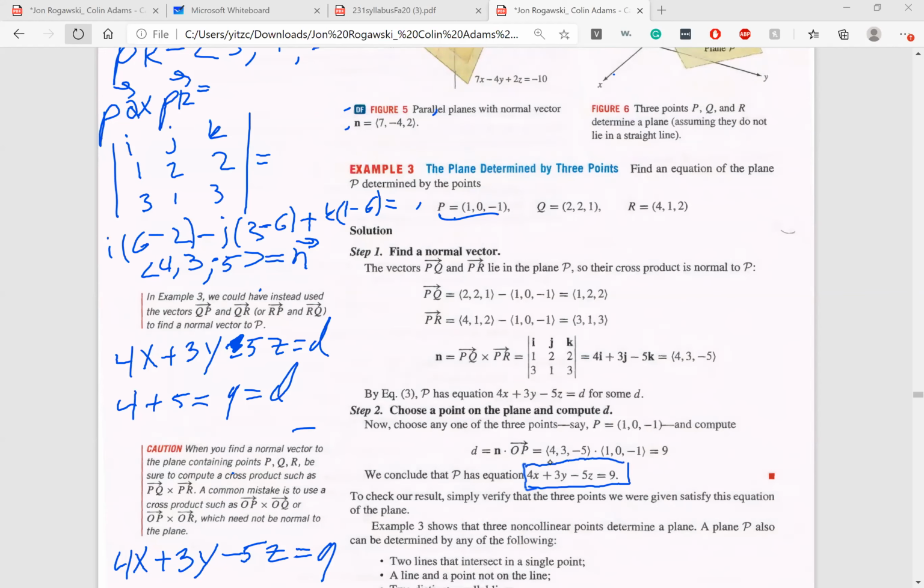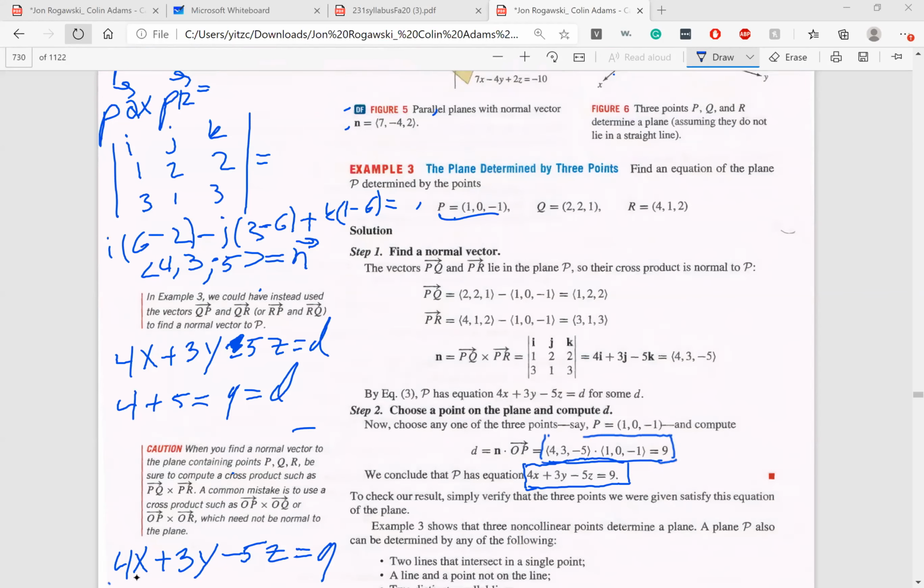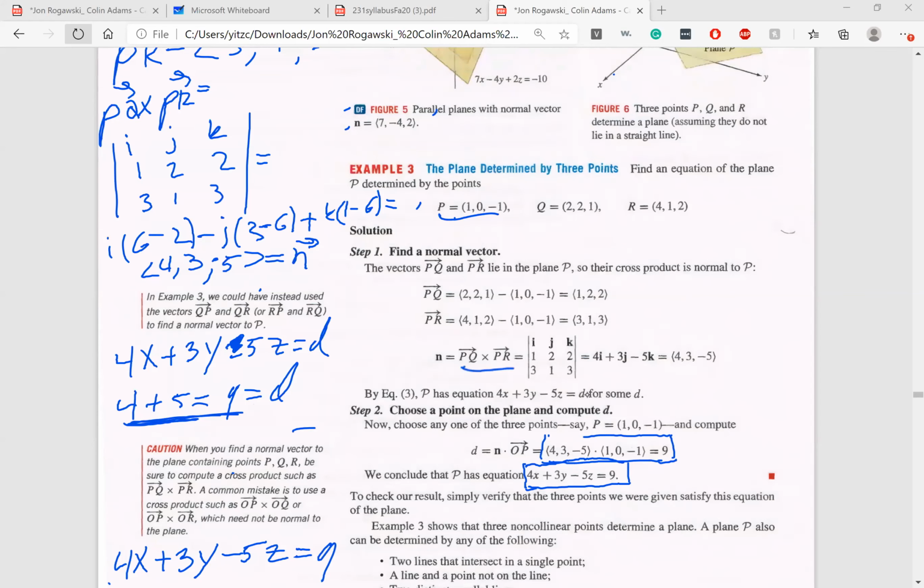So when they do this over here, that's basically the same thing as just plugging it in. The dot product of the normal vector with the point is exactly the same thing as just plugging it in. And this again is the cross product, finding the two vectors. Any questions about this?